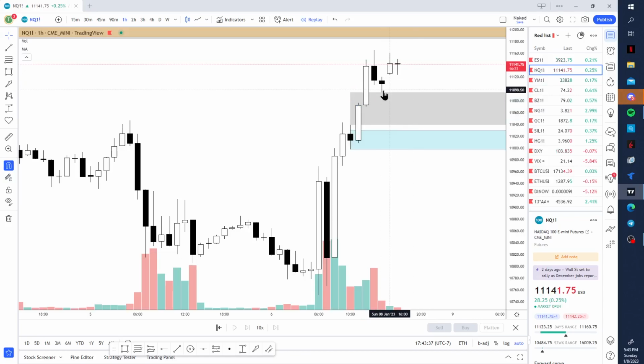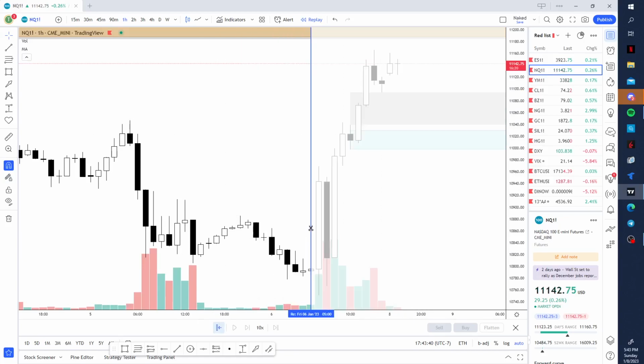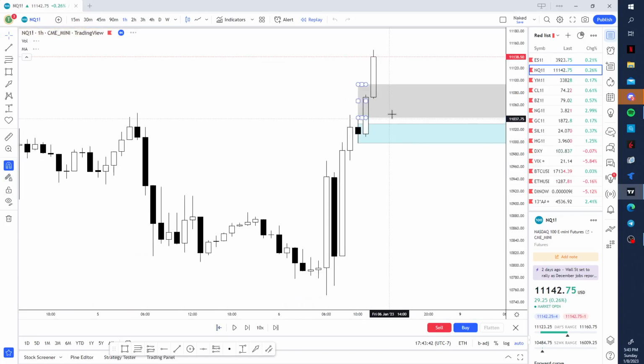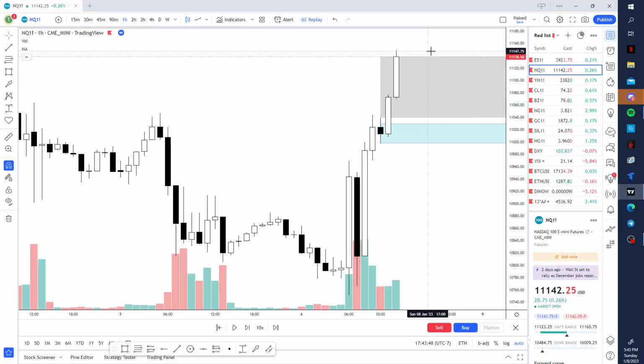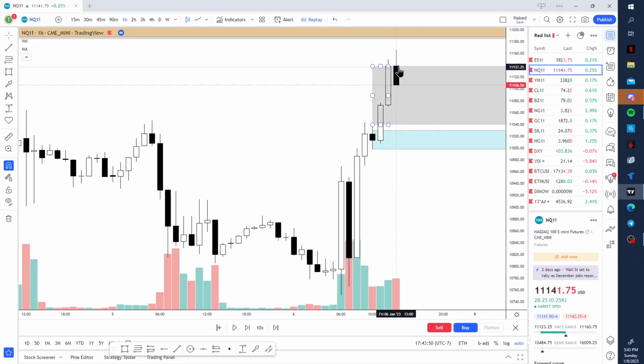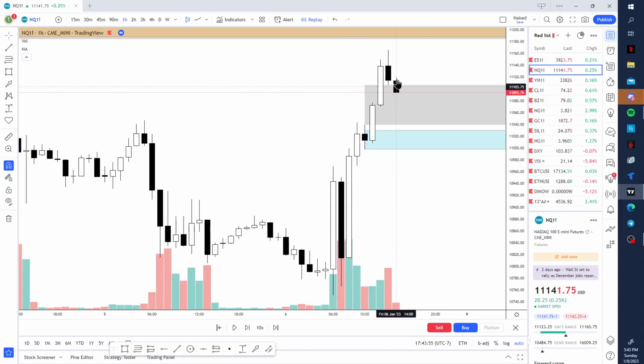So if you were live and you see this, then this whole thing is now an imbalance because we've never tested it from the top side. But once you start pushing down, then the area starts to close off. Oh, okay.